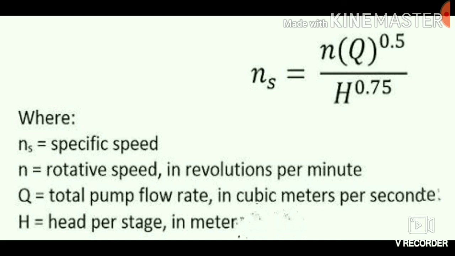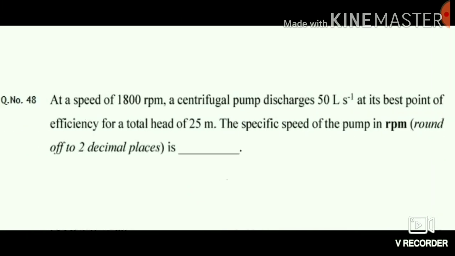Many people are confused and they are making mistakes, thinking that if the discharge value is given in liter per second, then we should simply put the liter per second, but it should be in meter cube per second. And the N value and NS values are given in RPM, so don't do anything with N and NS values. And friends, one more thing, you see here, the head, that H value is the head per stage. Suppose in this question it is not given anything, it is simply given that total head is 25 meter.